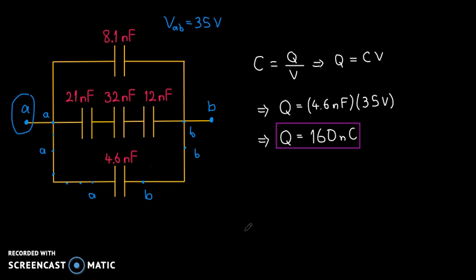So the 4.6 nanofarad capacitor is between potential points A and B, so the potential across this capacitor is equal to the 35 volts. And the same is also true for the capacitor at the top, the 8.1 nanofarad capacitor. That one is also between potential points A and B. So if you want to calculate the charge stored by this capacitor, again you would use the same voltage value, 35 volts.